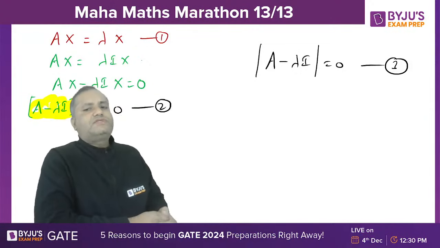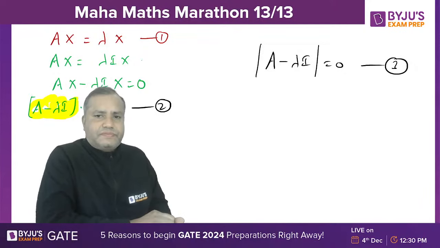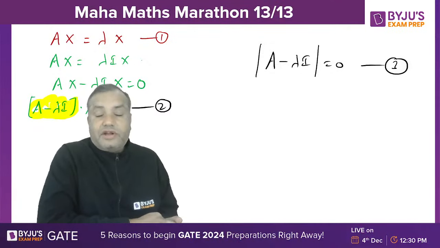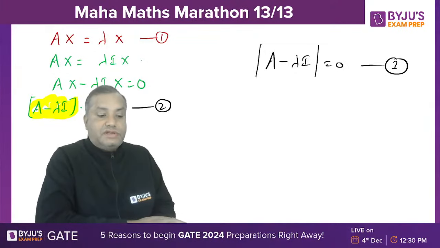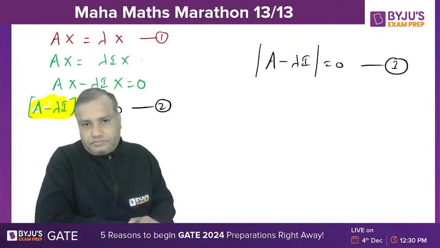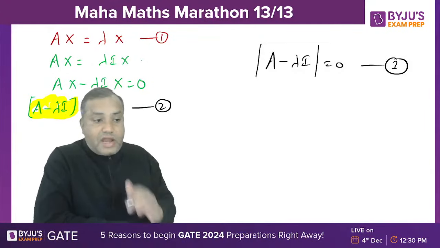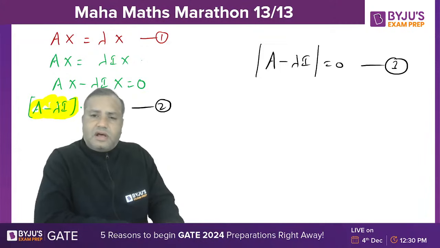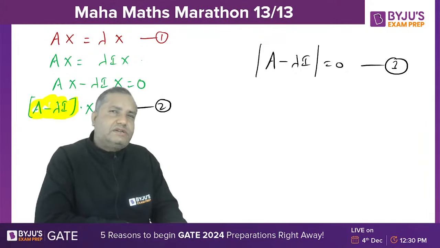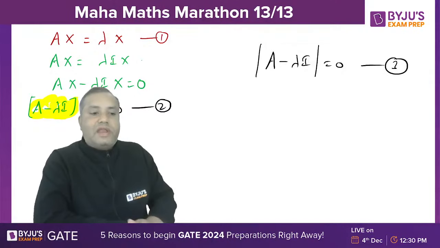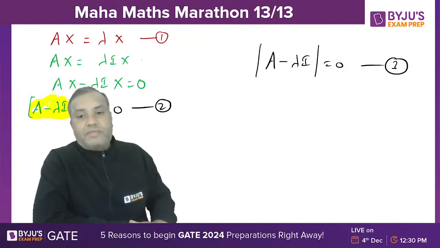How many eigenvalues will exist for a given matrix? That is exactly equal to the order of the matrix. If you have a 2 cross 2 matrix, then 2 eigenvalues. A 3 cross 3 matrix means 3 eigenvalues, and so on. So the number of eigenvalues will be exactly equal to the order of the matrix. Sir, eigenvalues exist for what? Only for a square matrix.